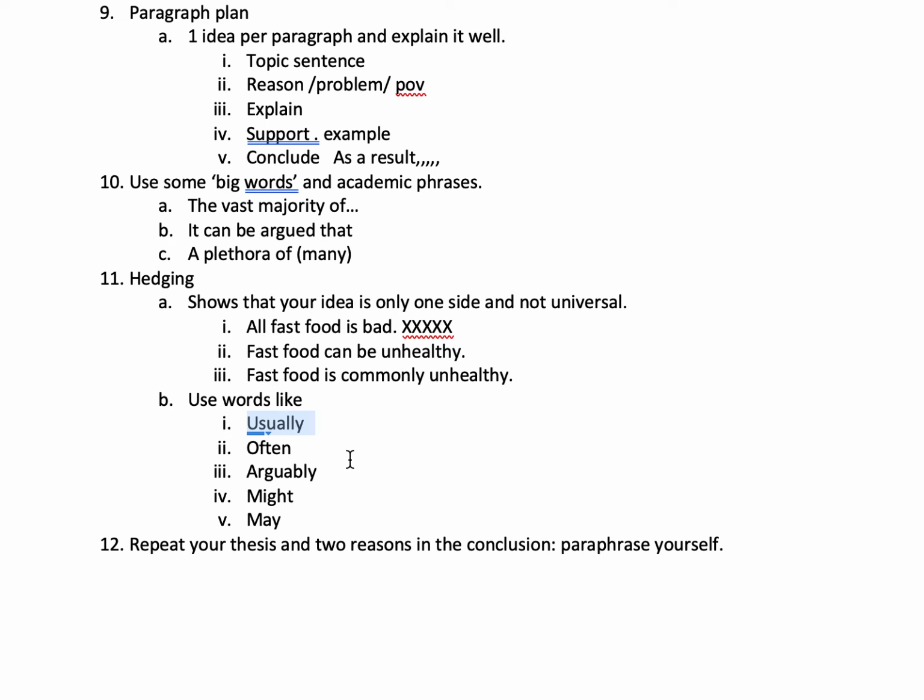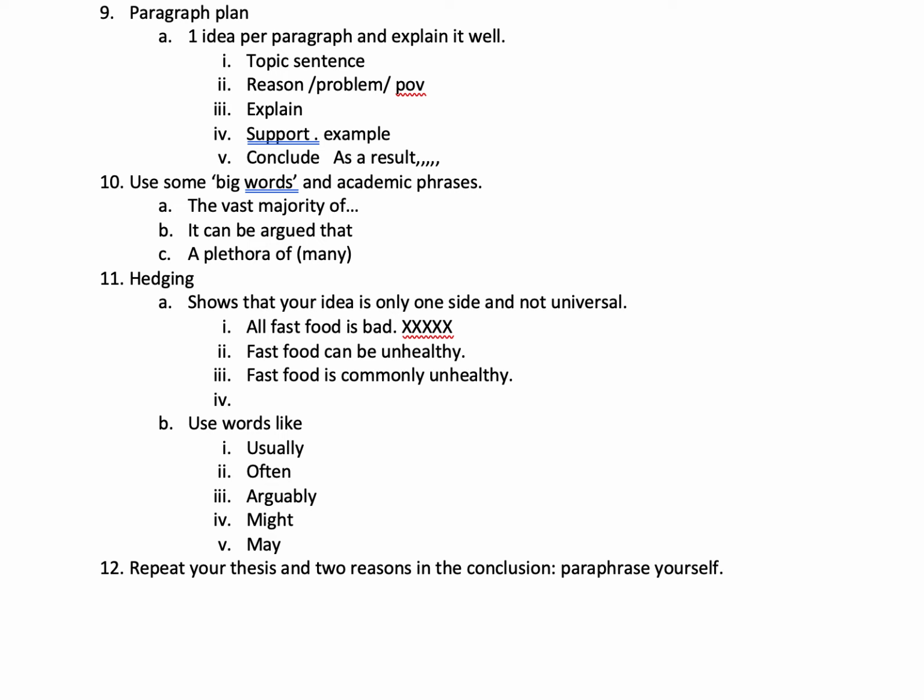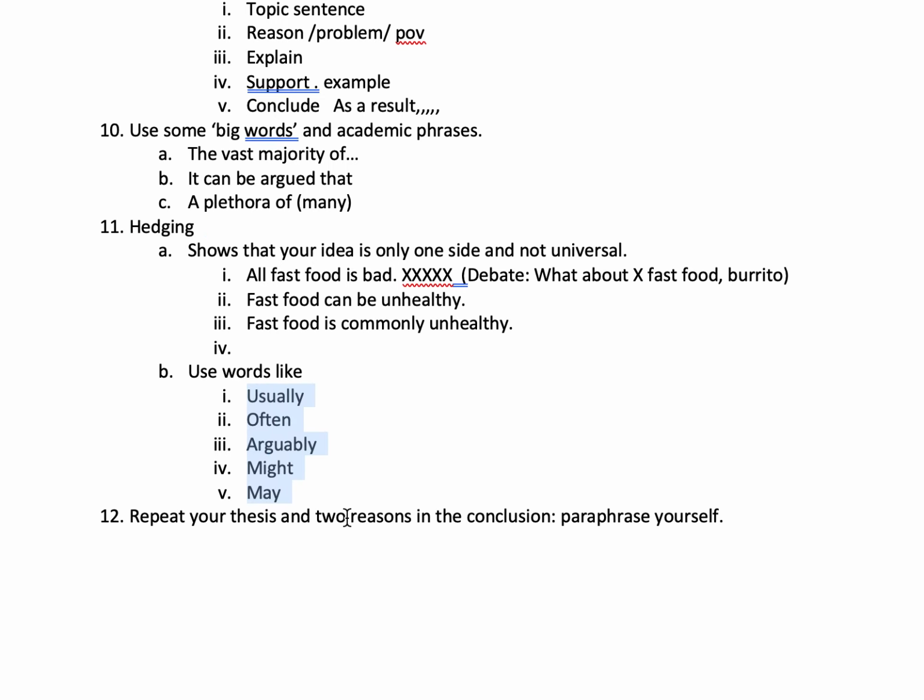The reason for this is that if you say all fast food is bad, someone can come along in this debate. Remember, an essay is basically a debate, this kind of essay. And they can say, well, what about X fast food? For example, like a burrito. Is a burrito unhealthy? Not necessarily. It's chickpeas, chicken, beans, some sauce. It's not that bad, right? So we always want to hedge. We always want to say may, might, can be, this kind of thing, okay?